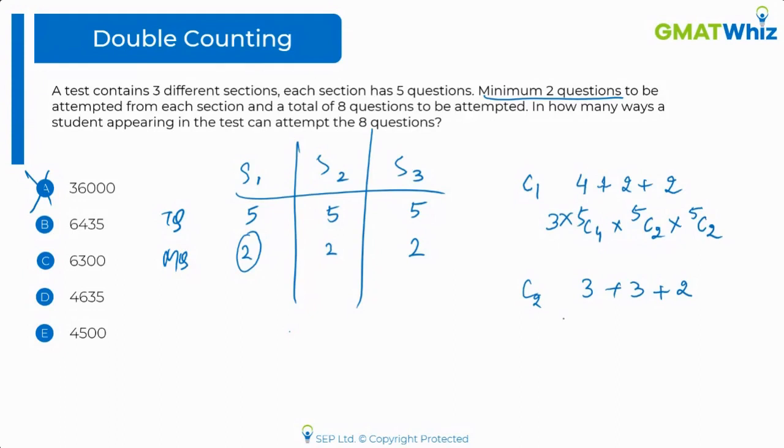Similarly, for case 2, I have to first select from which section I am selecting 2 questions. Okay, so that I can do in 3 ways. I can select 2 questions from S1, S2 or S3.